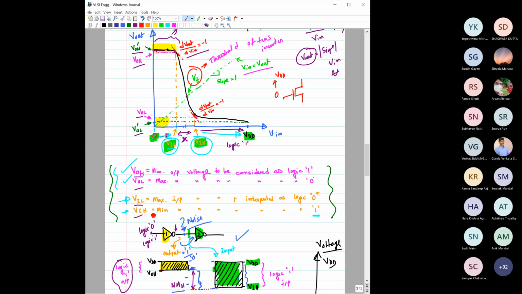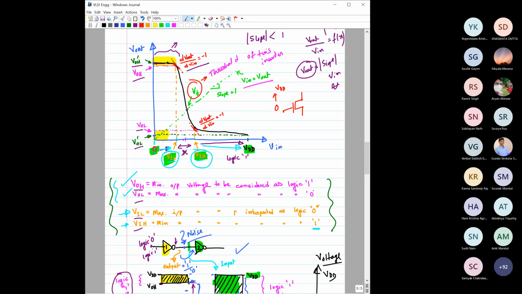Now if you see your books, both Rabaey as well as Kang, you might see a little bit of difference in terms of definition, because of what they have considered in a couple of cases. Please take a note that they have considered a VTC something like this. Here this point, VOH dash, and VOH are the same value. They have not distinguished these two separately; they have directly mentioned this as VOH. Same goes for here: this point and this point have the same value, so they have mentioned it as VOL.